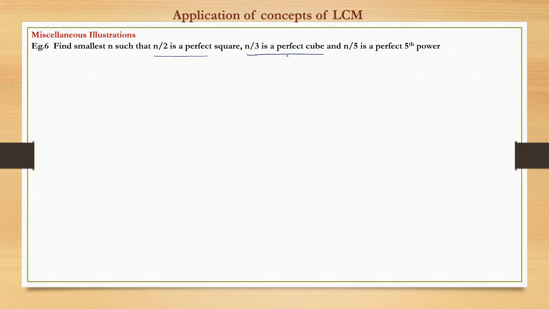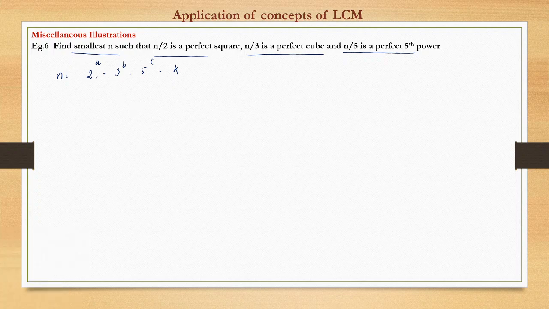N by 3 is a perfect cube. It means n must be a multiple of 3. And n by 5 is a perfect fifth power. It means when n is divided by 5 we get a natural number, so n must be a multiple of 5 also. So n we can write as 2 raised to power a into 3 raised to power b into 5 raised to power c into some other number k. Since we have to find the smallest n, we'll remove this k at the end, but for the sake of understanding and clarity, we'll retain it here.